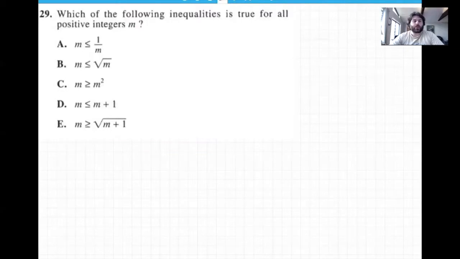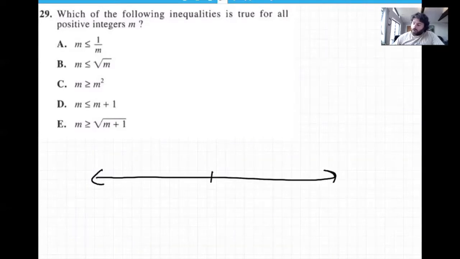Welcome back. We're on number 29 here. Which of the following inequalities is true for all positive integers m? Go ahead and pause the video and work this problem out. All right, so this one's kind of a tricky one, but there's a way to do these.